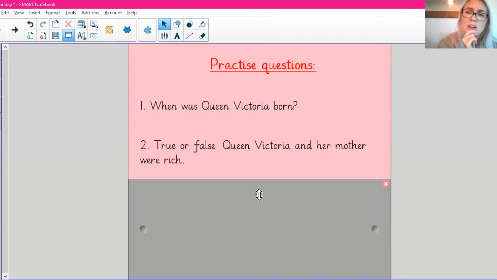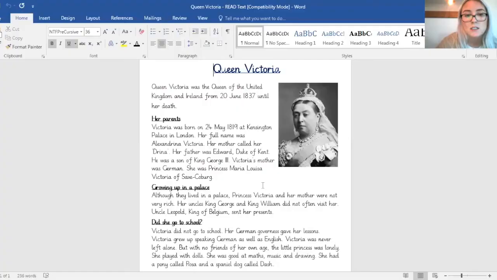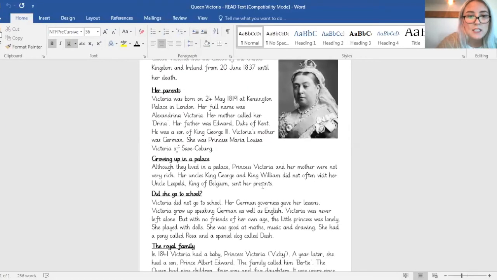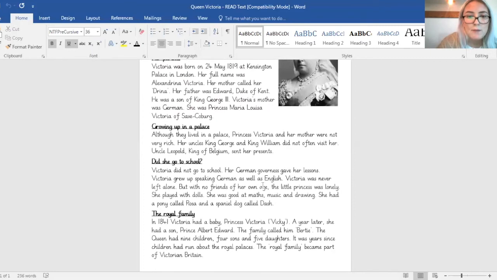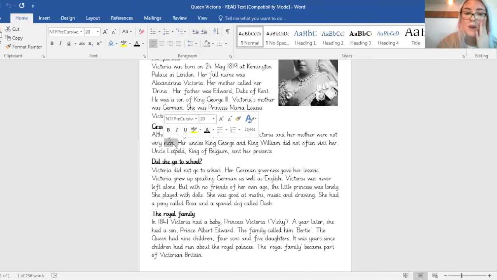What word do you think we should skim and scan for to see if that information is in the text? I think rich would be quite a good word to skim and scan for. So let's go back to our text. Having a look at our text, can we find the word rich? Oh, I found it just here, rich. So I found my keyword. Now I'm going to read around the keyword to see my answer.